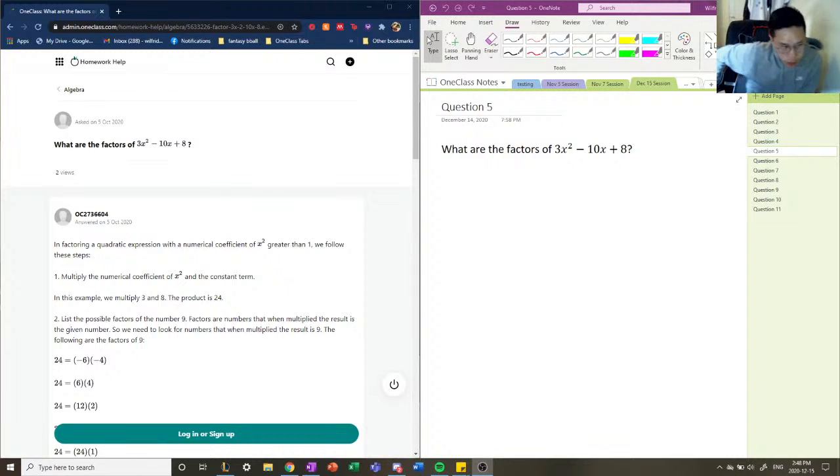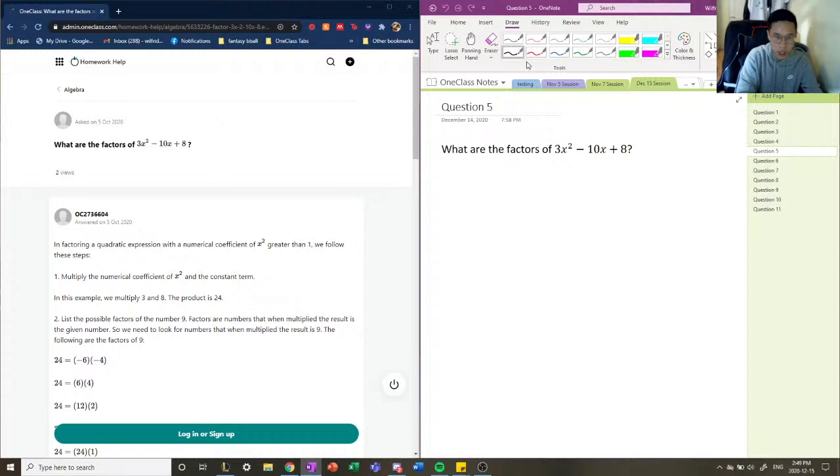So the next question reads, what are the factors of 3x squared minus 10x plus 8? Okay, so I've covered this a numerous amount of times, but I'll do it again. To calculate the factors of 3x squared minus 10x plus 8, we're going to use a method I like to call cross multiplication.